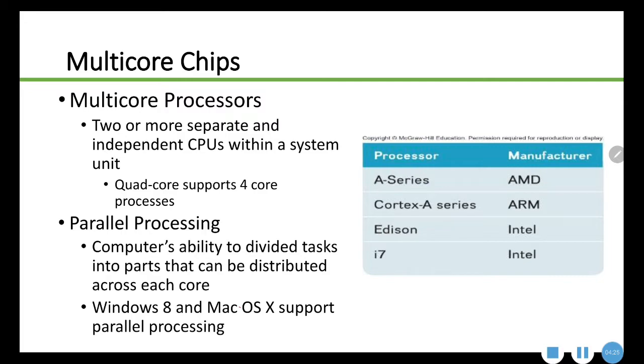So multi-core processors have 2 or more separate processors that are independent CPUs, and they can perform parallel processing. Parallel means serentak. The computer can divide the task into different processors so that they can be distributed across each other. That's why they are faster. They can process faster than a single processor. So parallel processing works faster because it has a multi-core processor, two or more separate processors within a CPU.